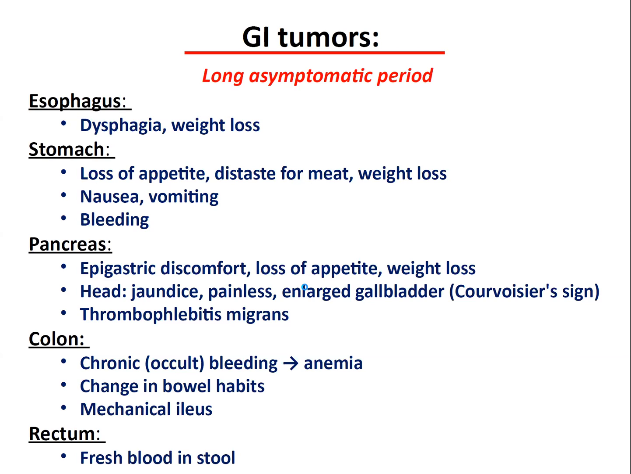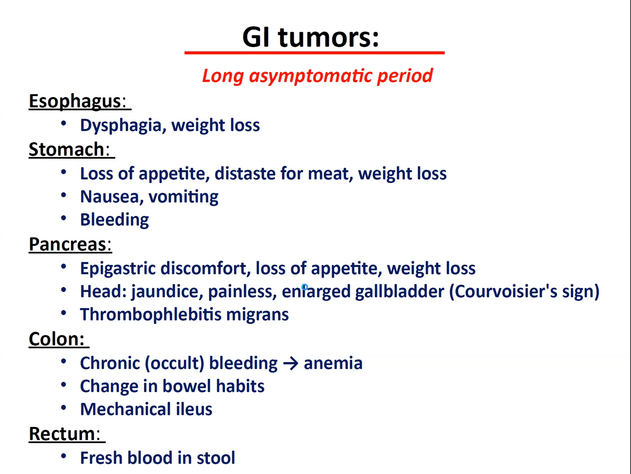And jaundice usually occurs when the head of the pancreas is enlarged, and that's the Courvoisier sign from the previous seminar we did. And thrombophlebitis migrans can be detected in this case. Colon tumors cause chronic occult bleeding, so anemia.